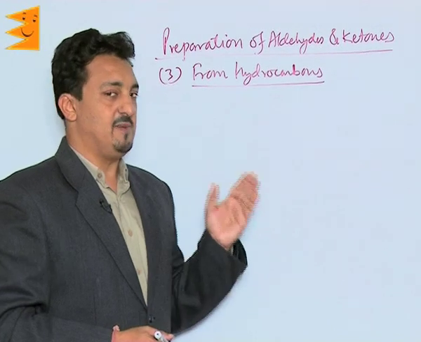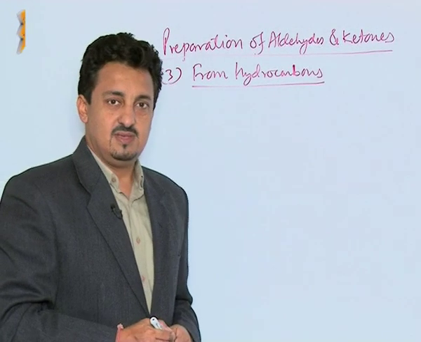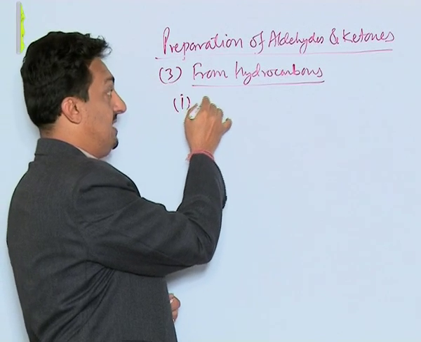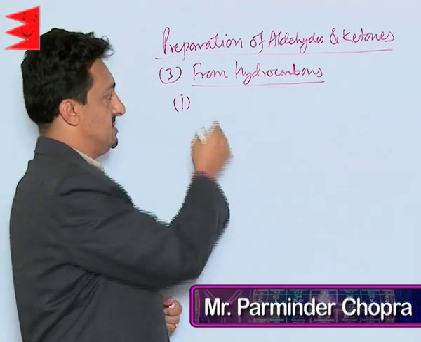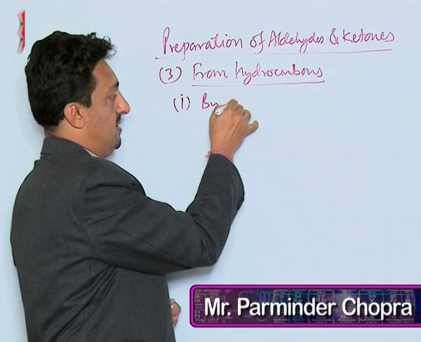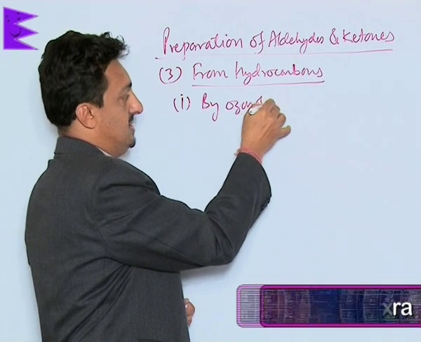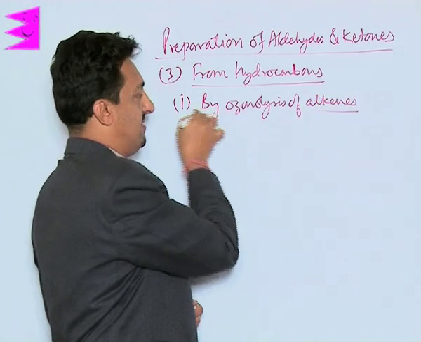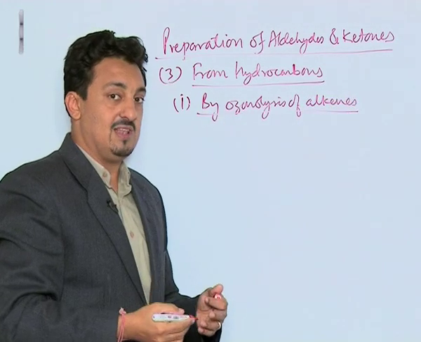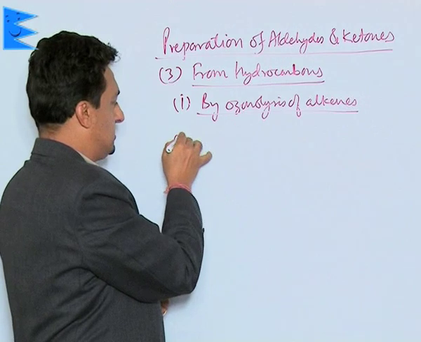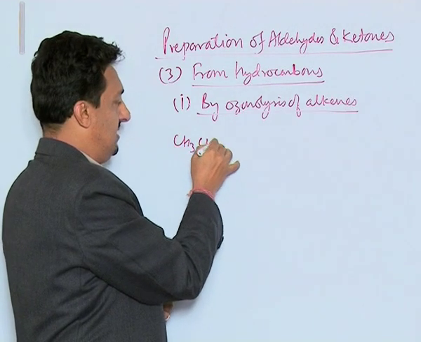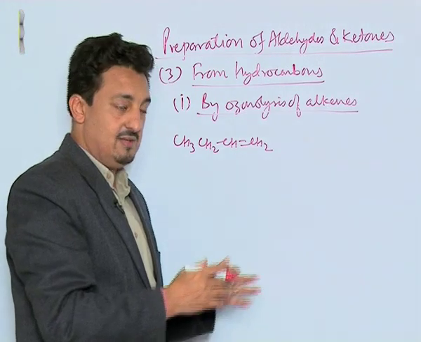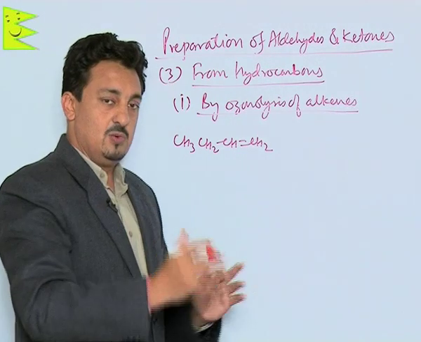Now let us see the next method, which is from hydrocarbons. In this we will see that from alkenes we can prepare aldehydes and ketones by ozonolysis of alkenes. This is a reaction which we have already done in class 11th. I have taken an unsymmetrical alkene to make it very clear which part gets converted to which one.